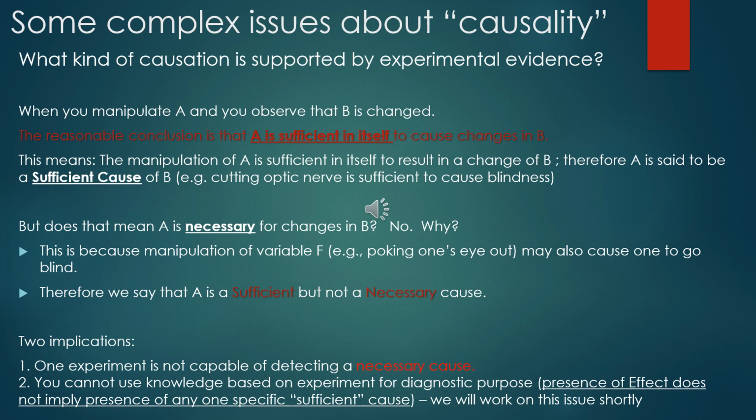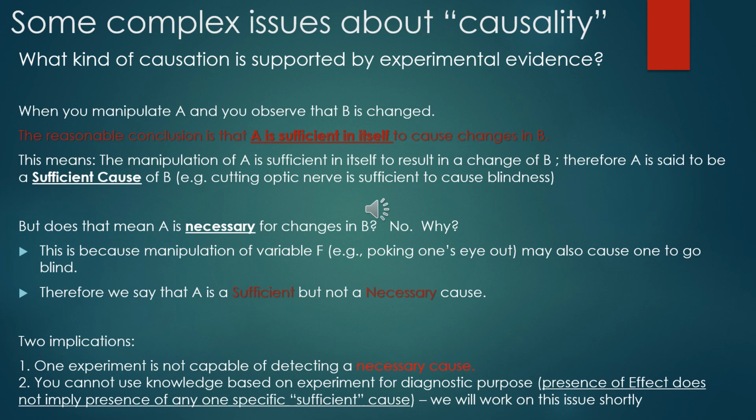So let's think about schizophrenia. Genetic predisposition is a necessary cause for having schizophrenia. However, genetic predisposition is often not sufficient by itself. Some sort of environmental factors are important. That's why we need to talk about sufficient and necessary cause.